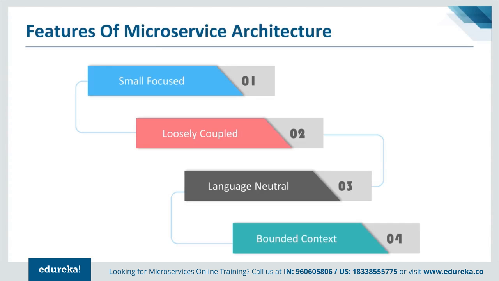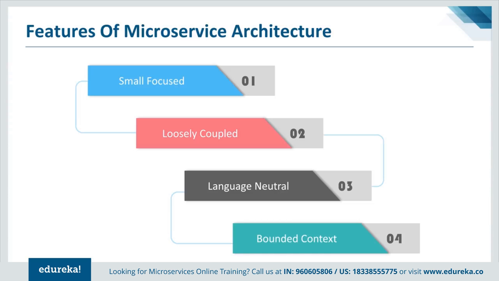Then the next point is loosely coupled. As I've already mentioned multiple times, each microservice is independent of the others and does not need to coordinate. This makes the development as well as the deployment real quick, guys. So if I have to update a particular service, I'll only update that service. I won't update the other services. That way deployment becomes really quick. That's the big advantage.